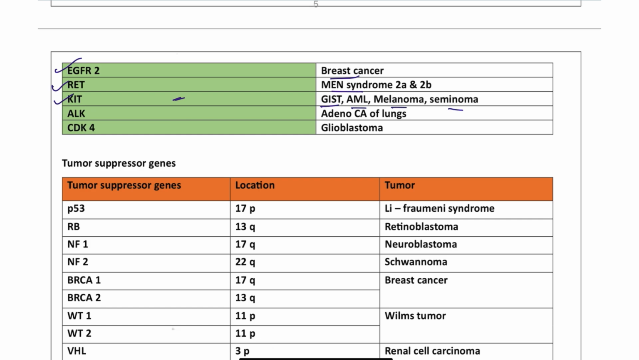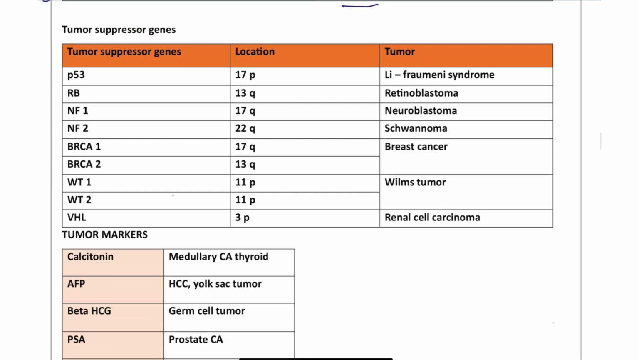This question has been asked. ALK is for the adenocarcinoma of the lungs. CDK4 is for the glioblastoma. And tumor suppressor gene P53 is going to cause Li-Fraumeni syndrome. What is Li-Fraumeni syndrome? Multiple organ tumors will be seen. RB gene, 13q, for retinoblastoma and also osteosarcoma and also pineoblastoma. NF1 is for the neurofibroma, NF2 is for the schwannoma.